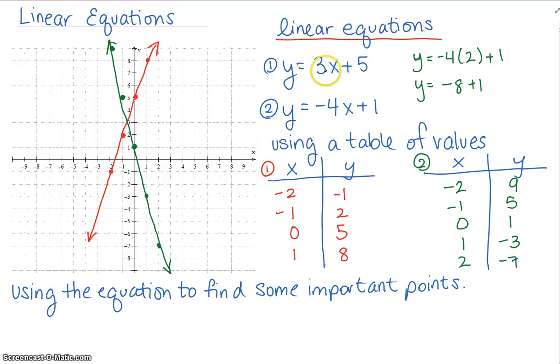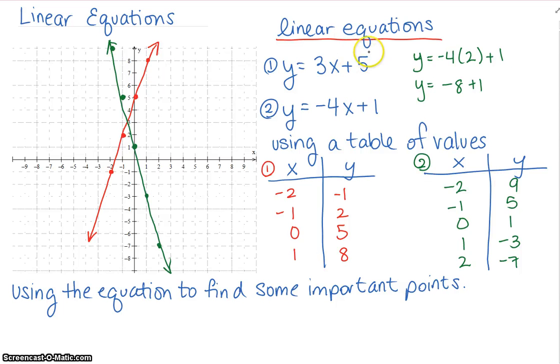When I had a positive value in front, it went from quadrant 3 up to quadrant 1. When I had a negative value in front, it goes from quadrant 2 down to 4. It's one nice little thing that we've got in terms of determining which quadrants it's going to go from and to. Something referred to as slope. The 3 and the negative 4 are something that we're going to come back to and talk about in terms of slope.